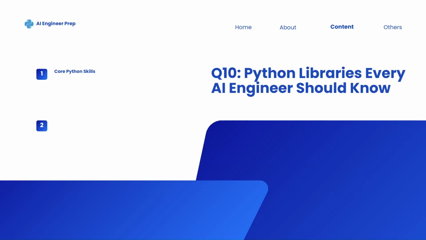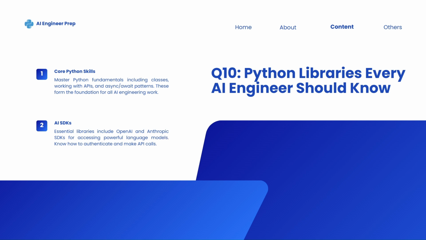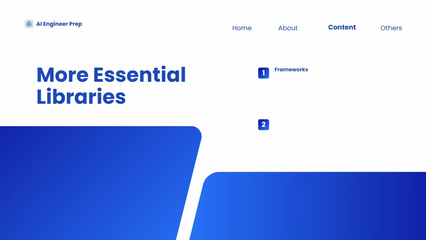Python libraries every AI engineer should know. Core Python skills: master Python fundamentals, including classes, working with APIs, and async await patterns. These form the foundation for all AI engineering work. Essential libraries include OpenAI and Anthropic SDKs for accessing powerful language models. Know how to authenticate and make API calls.